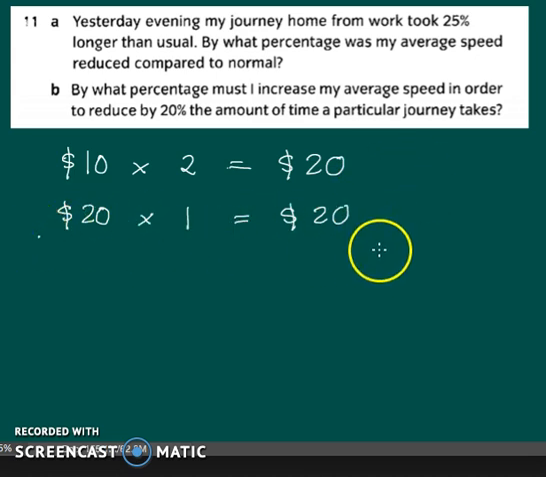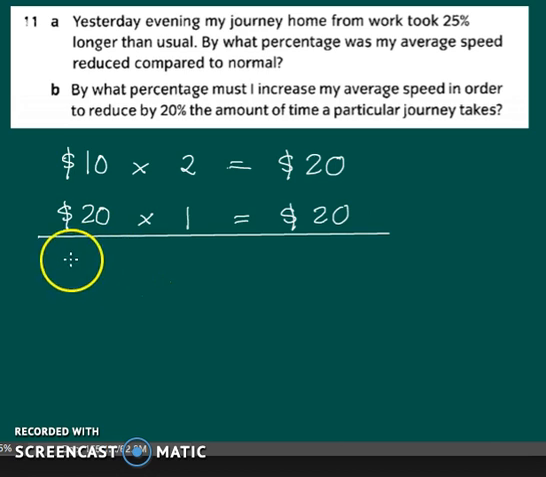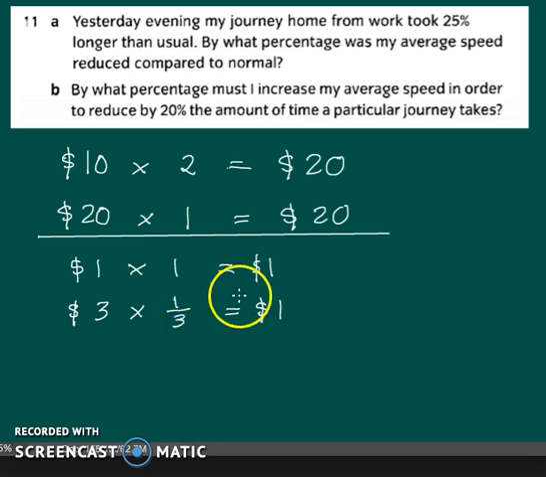Let's try another example. Say I work somewhere where I only make $1 an hour. It's a very badly paid job. And I only work for 1 hour and I go home with $1. The next day, I get a raise. The next day, I get $3 an hour. If I'm okay with just earning $1 again that day, how long do I need to work for? Well, I only need to work for a third of the time that I worked yesterday.